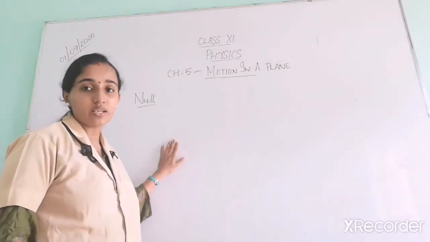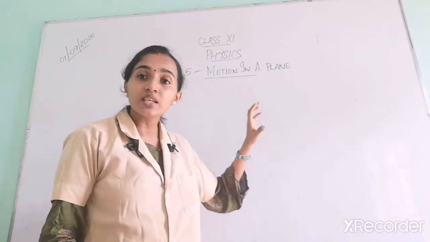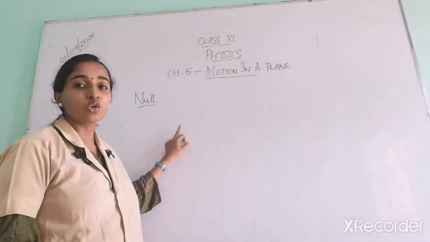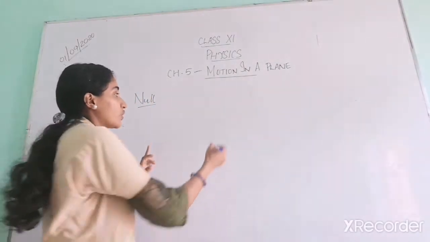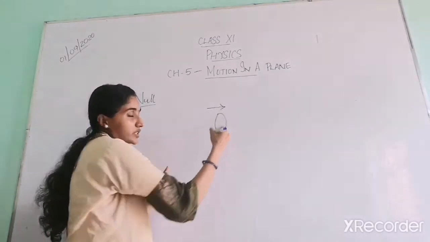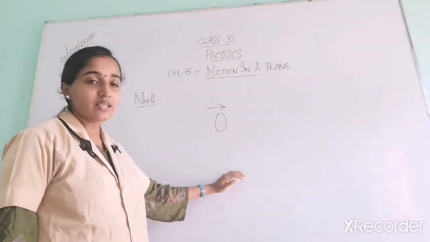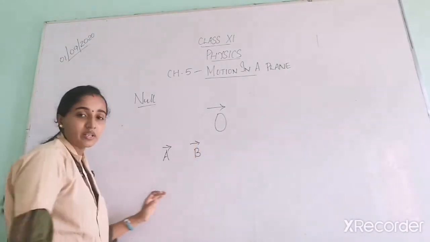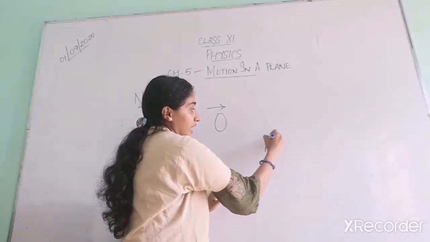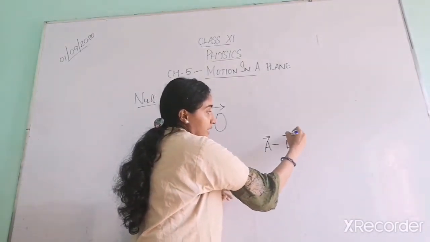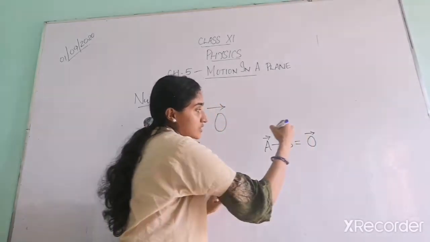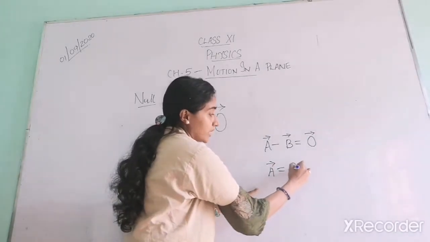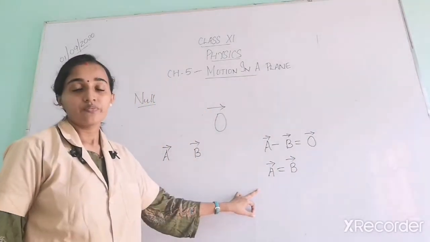A null vector or a zero vector is a vector which has zero magnitude and no specific direction. You call it a zero vector or a null vector, and you denote it as zero vector. For example, if A and B are two vectors, a null vector can be represented as vector A minus vector B giving zero vector, where vectors A and B are equal in magnitude.